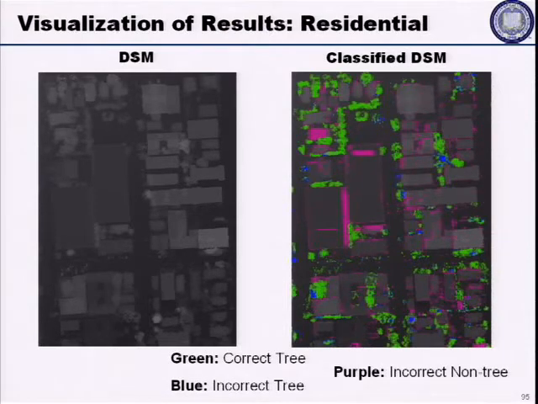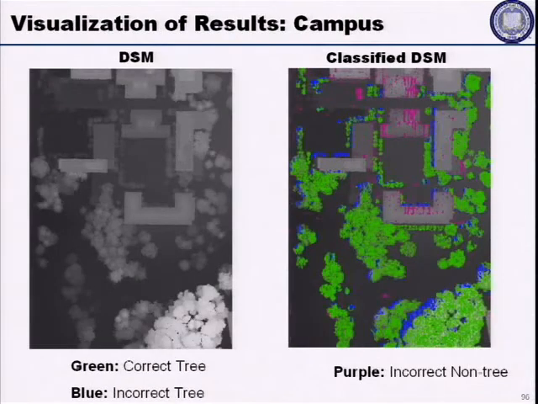This work is going to get published in IEEE Geoscience Letters in about a few months. This is the same thing for campus data. The green is the trees, and we pretty much detected most of them. So ideally, you'd like to have very little purple and blue and detect all the greens properly.